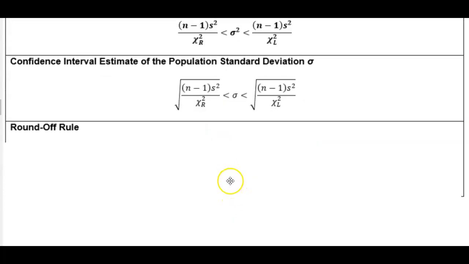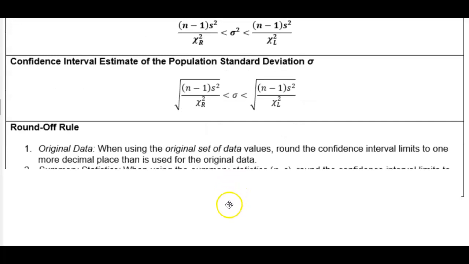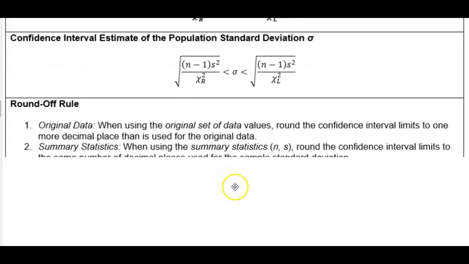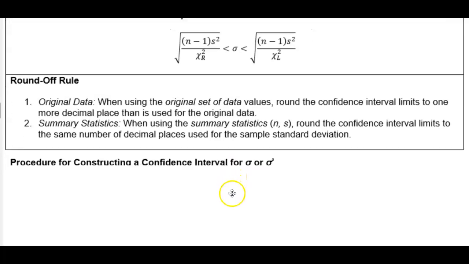The round-off rule. Number 1, the original data. When using the original set of data values, round the confidence interval limits to one more decimal place than is used for the original data. Number 2, summary statistics. When using the summary statistics, round the confidence interval limits to the same number of decimal places used for the sample standard deviation.